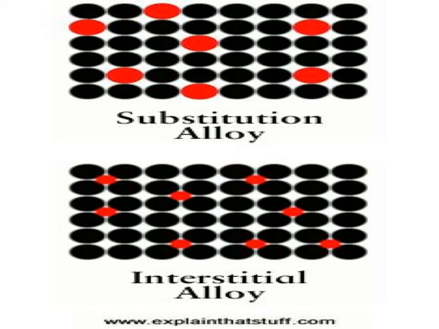And here's a picture to give you an idea of the difference. A substitutional alloy, you can see that the red element has just been substituted in place of the black element. But with the interstitial, the much smaller red element is filling in the spaces between the larger black element. And that's metals in a nutshell.